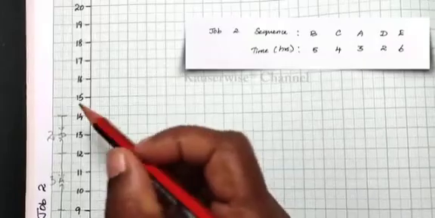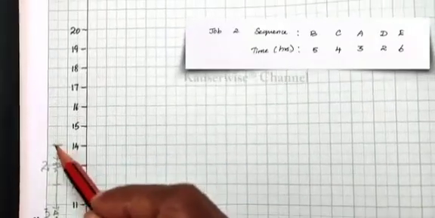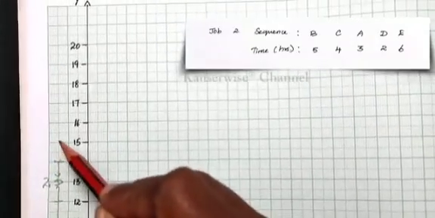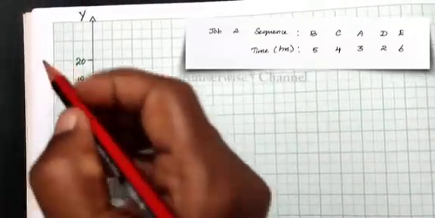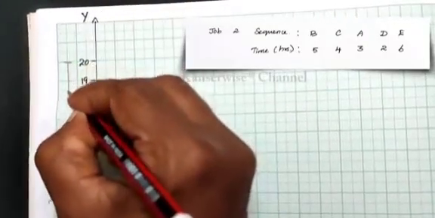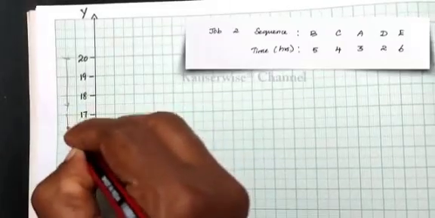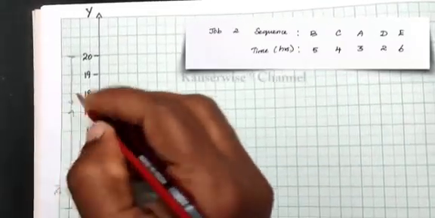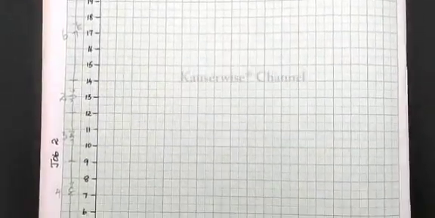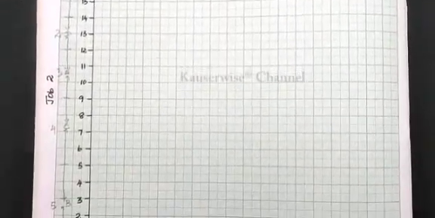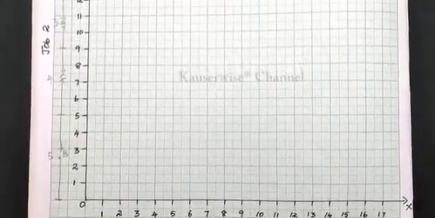The next process is mission E. Duration is 6 hours. So start from here, 1, 2, 3, 4, 5, 6. Mission E, duration is 6 hours. Okay. So we have marked duration for job 1 and job 2 according to the sequence given in the problem.